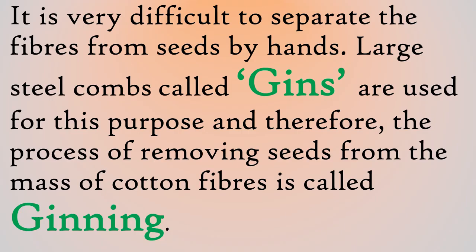It is very difficult to separate the fibers from seeds by hands. That is why large steel combs called gins are used for this purpose, and therefore the process of removing seeds from the mass of cotton fibers is called ginning.